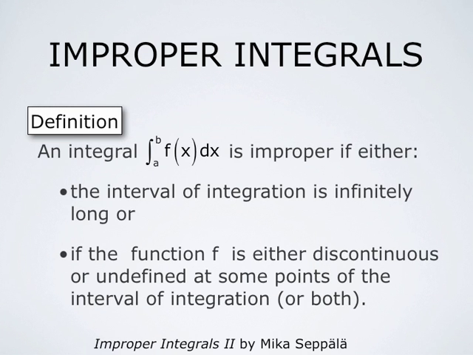An integral from a to b of f(x) dx is improper if either the interval of integration is infinitely long, that is, if a equals negative infinity or b equals positive infinity or both, or if the function f is either discontinuous or undefined at some points of the interval of integration, or maybe all these things happen at the same time. Such integrals cannot be defined by Riemann sums. Different methods must be used to define those integrals.